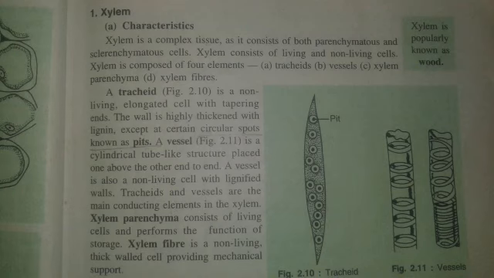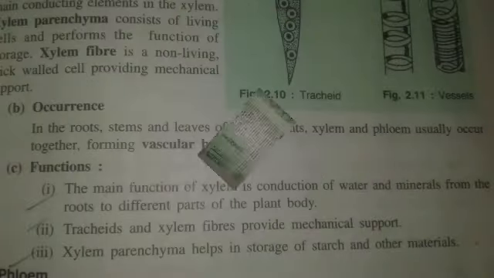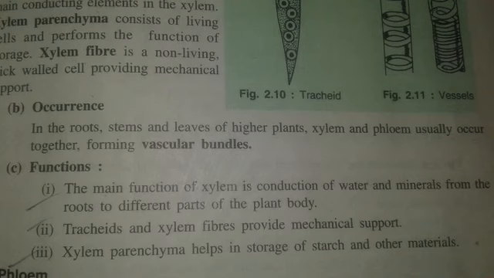So we have seen that xylem is made up of four types of cells: tracheids, vessels, xylem parenchyma, and xylem fiber, in which only xylem parenchyma is living, and all the other cells, that is tracheids, vessels, and xylem fiber, are non-living. Xylem parenchyma is living only, and it functions for the storage of food or anything else. Now we will see the occurrence of xylem, where it occurs in the plant body. In the root, stem, and leaf of higher plants, xylem and phloem usually occur together, forming a vascular bundle. These are attached together.